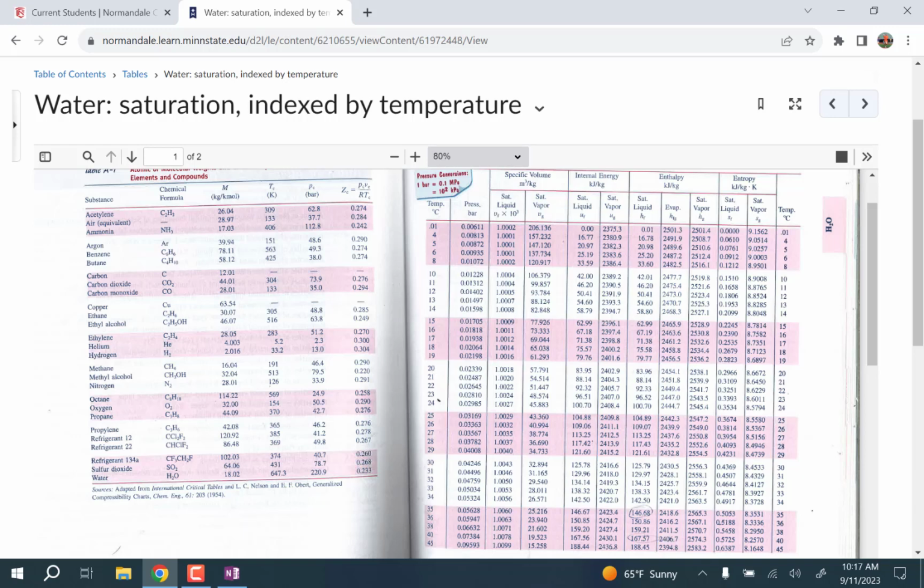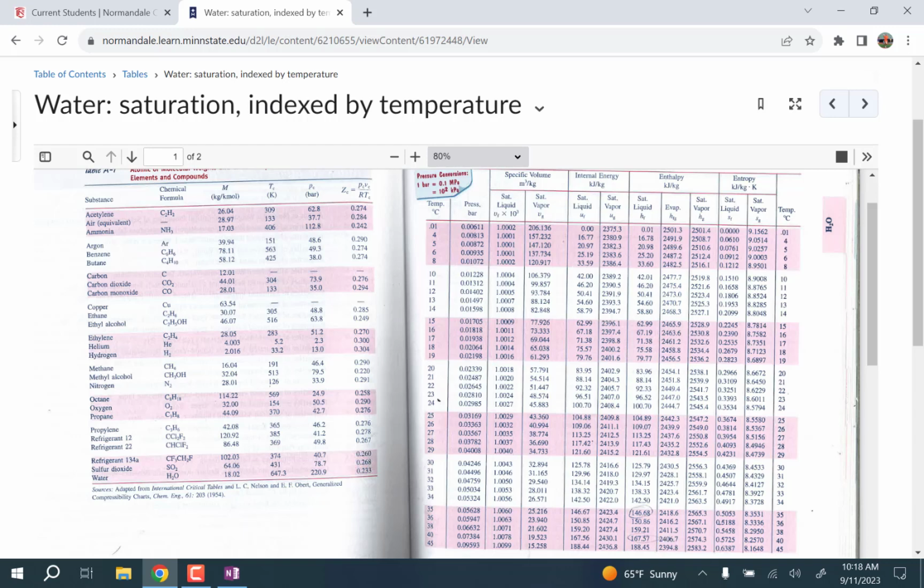So if we want to know what the specific entropy is of saturated liquid water at 15 degrees Celsius, we'd find specific entropy over here. We'd go to the line, go across. This is the value for a saturated liquid. If we wanted the saturated vapor, we go to this. So you look up the temperature and find the value.